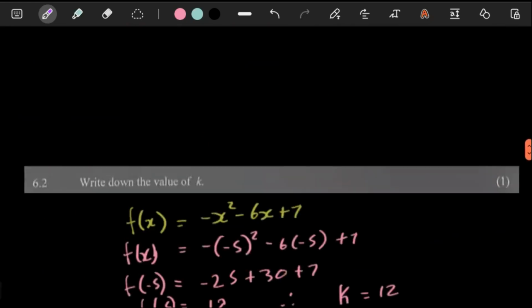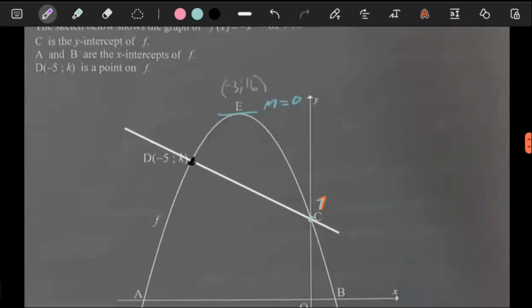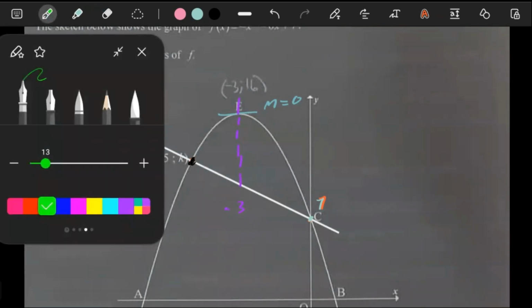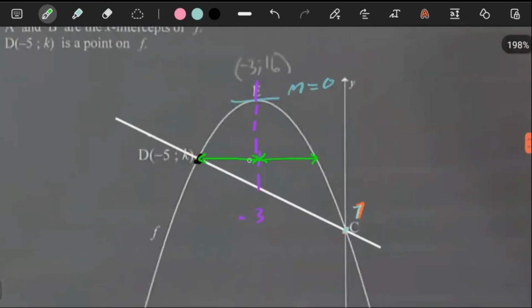But without even overthinking it, you can just finesse this question, because remember, in the middle here, the x value is -3. This graph is symmetrical, meaning that the distance from here to here is the same as from here to there. You see, so from -5 to -3, that's 2 units.